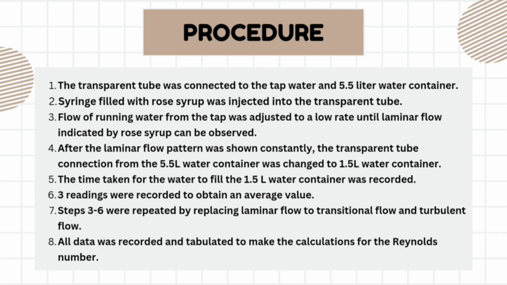The time taken for the water to fill the 1.5 liter water container was recorded. 3 readings were recorded to obtain an average value. Then, steps 3 to 6 were repeated by replacing laminar flow with transitional flow and turbulent flow. All data was recorded and tabulated to make the calculations for the Reynolds number. Next, I provide the summary for the experiment that has been done in the video. Thank you.